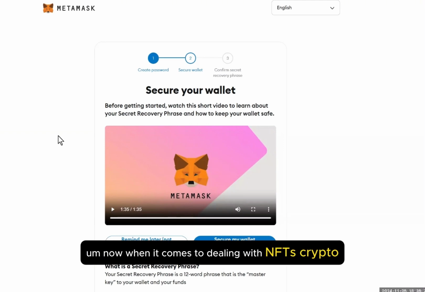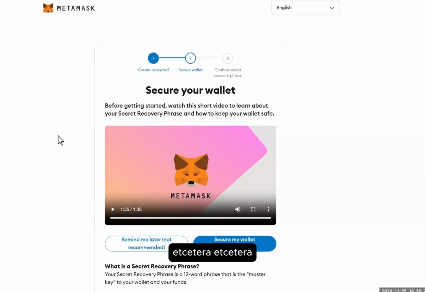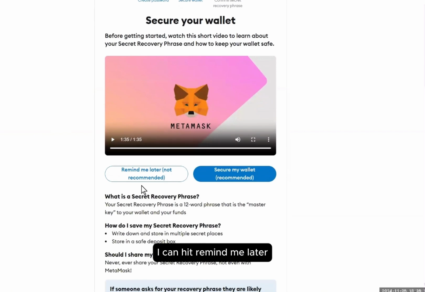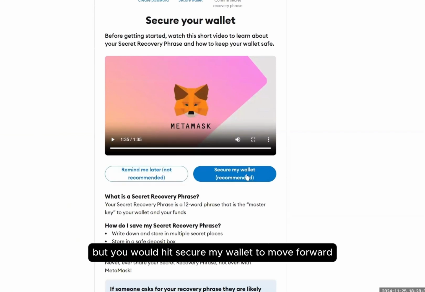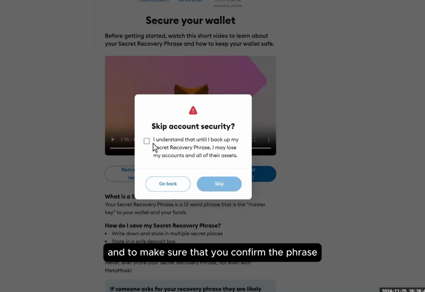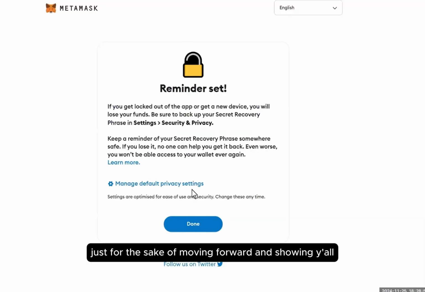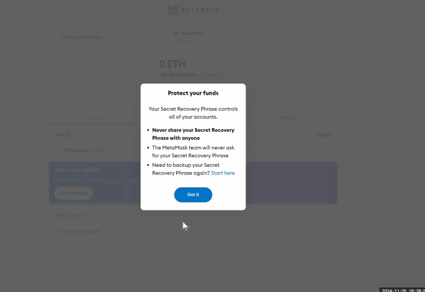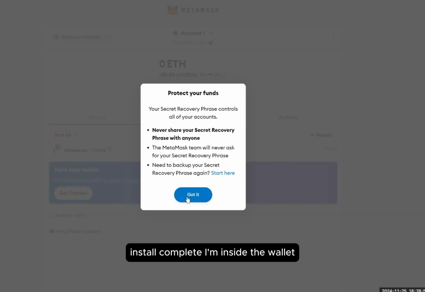Now, when it comes to dealing with NFTs, crypto, etc., you're gonna need your wallet. That's a must. That's the first step before you do anything. Now, right here, I can hit remind me later, but you would hit secure my wallet to move forward because you want to make sure that you got the phrase and to make sure that you confirm the phrase. Now, I don't suggest this, but this is what I'm doing just for the sake of moving forward and showing y'all everything is set. Once I hit done, install complete, I'm inside the wallet.